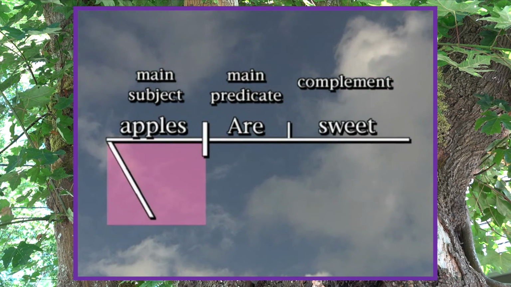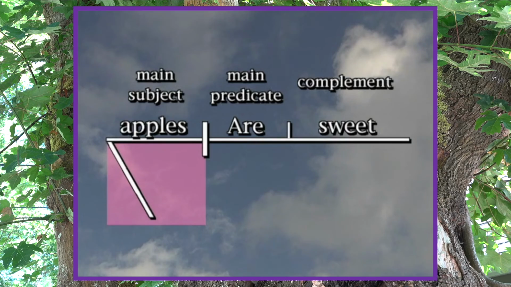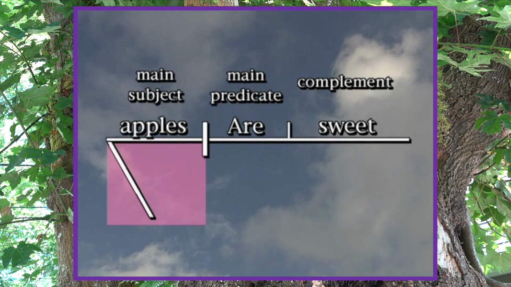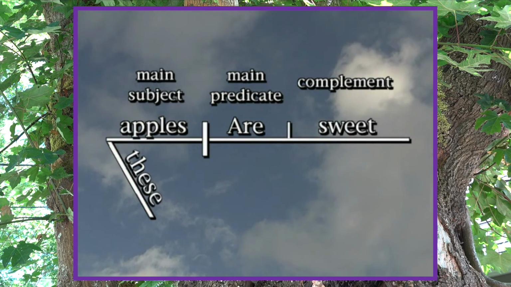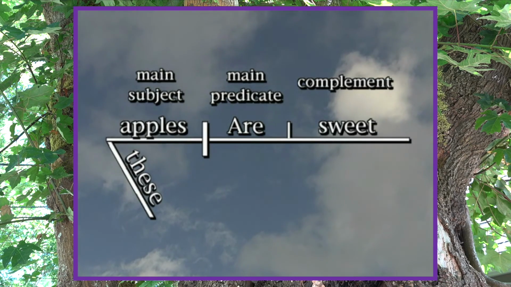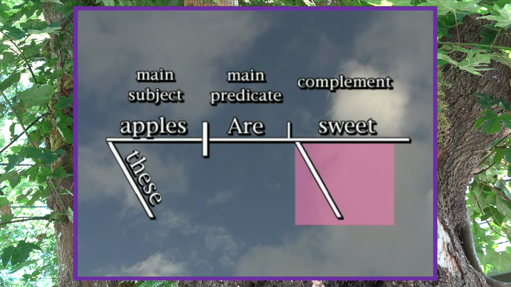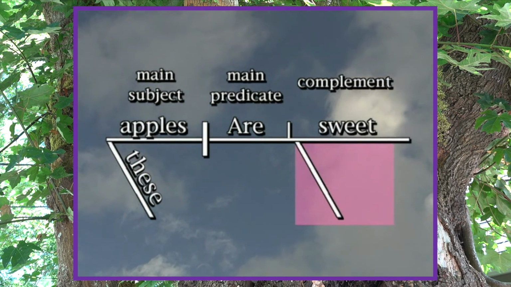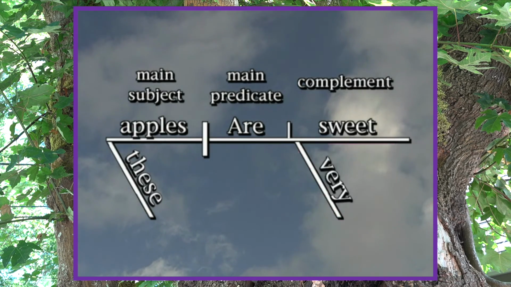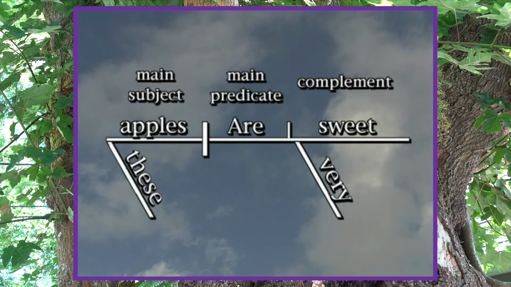On a slanted line beneath the horizontal line under the main subject, write the adjective, these. On a slanted line beneath the horizontal line under the complement, write the adverb, very.